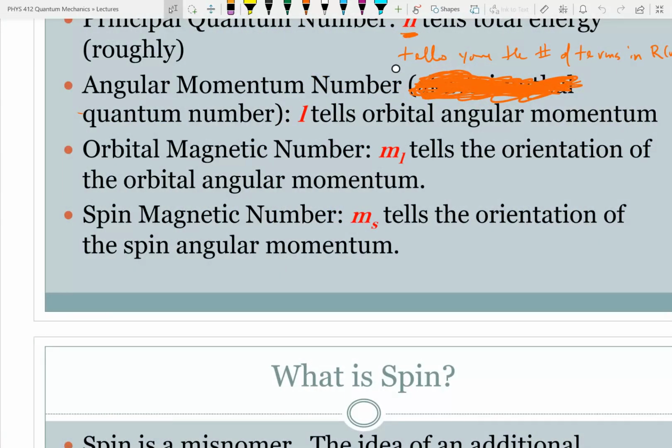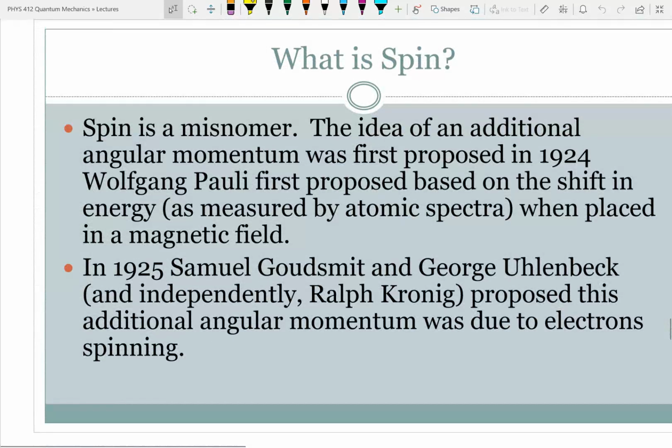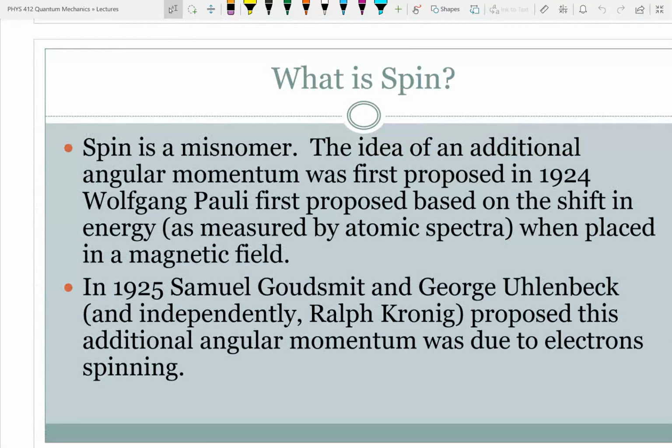Finally, M sub S tells us the orientation of the spin. Now, we should talk a little about the spin. The spin is a misnomer. The idea goes back to Wolfgang Pauli, famous for the Pauli exclusion principle, who proposed that it's spinning because of the shift in energy when you put the electron in a magnetic field.